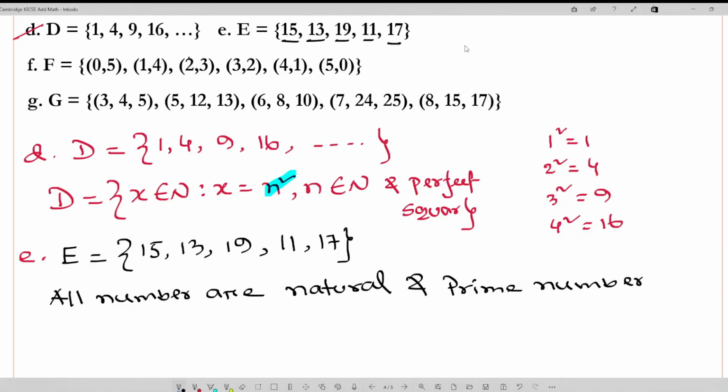Is it true? No, it's not true, because 15 is not a prime number. So you should be careful. We can write this one. All the numbers are natural numbers and odd numbers, right? Look, here is 11, 13, 15, 19, 17. All are odd numbers. Okay, so we can write like this.